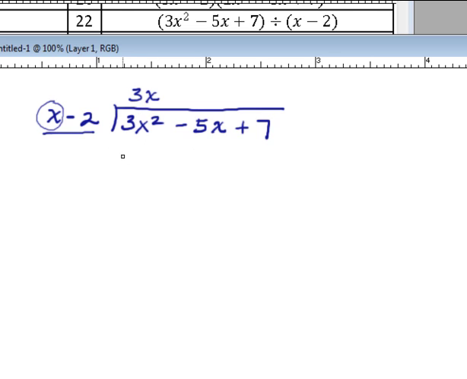So we have 3x times x, that's 3x squared. And 3x times minus 2, that's minus 6x. So notice the leading terms are the same when we subtract. So these first terms should always be the same. So now we subtract, and in order to subtract, what we're going to do is change the signs and add.